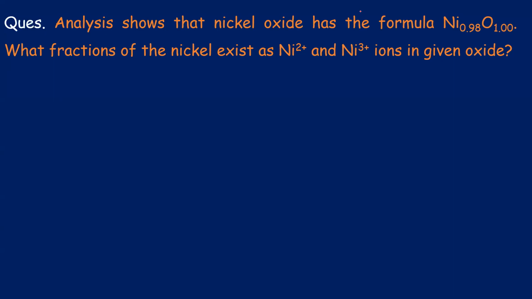Now, please look at this solid that is Ni 0.98 and oxygen is 1.00. So what does that mean? If I extrapolate this, that means for 100 oxygen, we have 98 nickel. Yes or no? This is the meaning now. Can you understand the meaning, all of you? Yes or no?